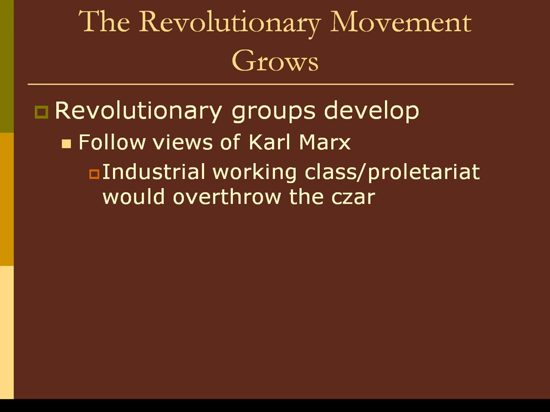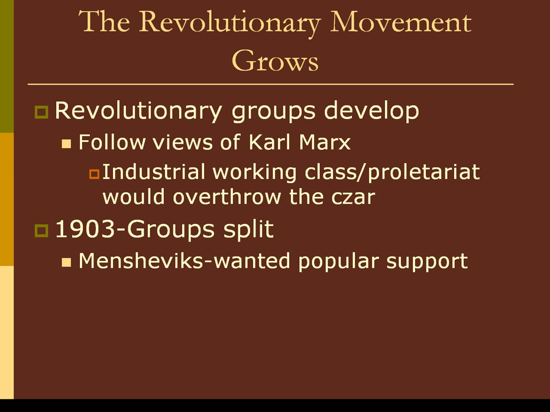So for these revolutionary groups, they believed that in this case the industrial class, or the working class, would overthrow the Tsar. But the biggest reason why this doesn't work in the long term is that they don't have a huge industrial working class. And in 1903, these groups split, going sort of two different ways in terms of what they think should happen. The Mensheviks wanted popular support. That is, they wanted to get the word out and get as many people to follow behind them as they could so that they could overthrow the Tsar.